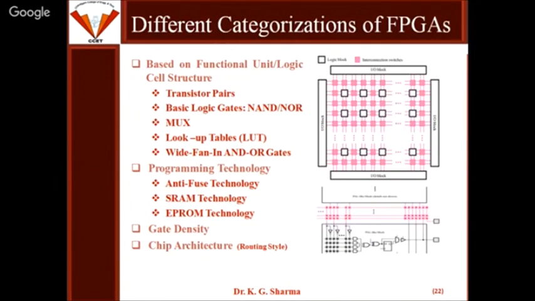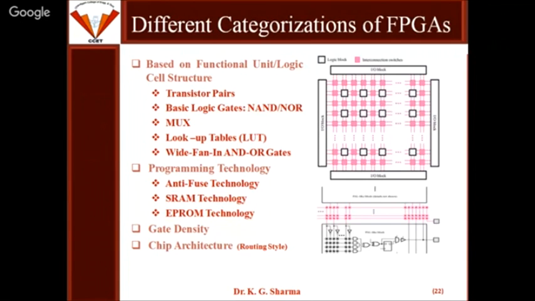Different categorization of FPGAs: based on the functional blocks we are using, based on the programming technology we are using, based on the gate density we can have, as well as the chip architecture. It means what type of routing style we have to adopt.